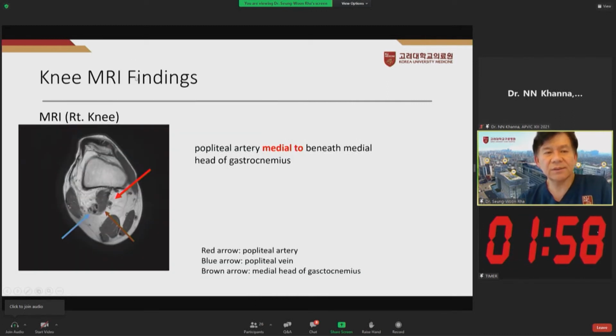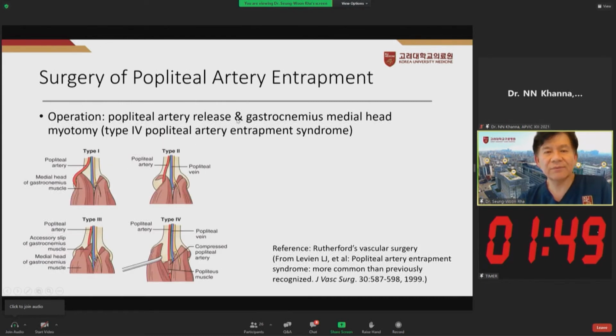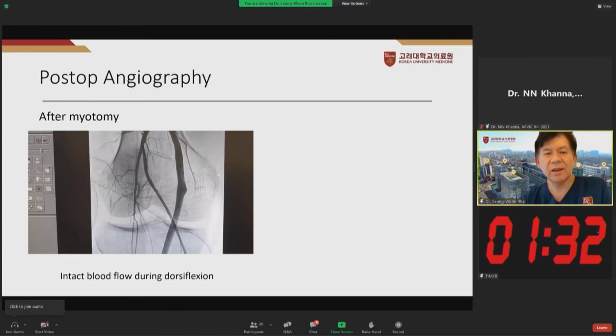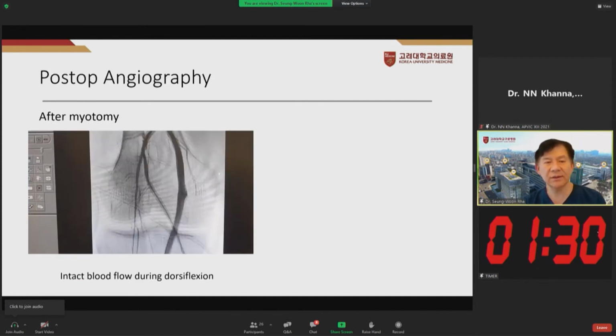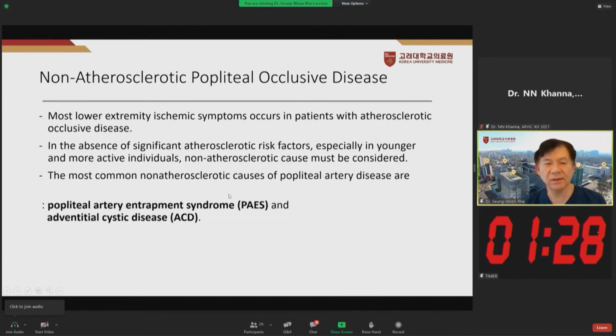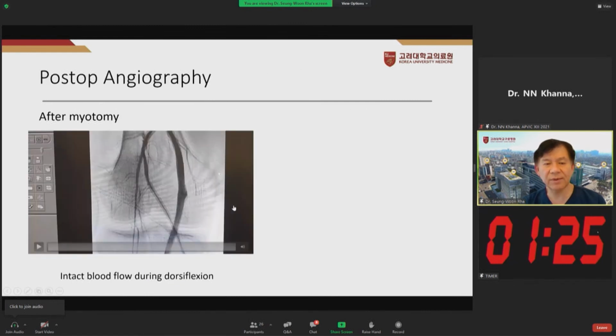After taking an additional MRI, we decided to do the surgery: medial head of gastrocnemius release. Popliteal artery entrapment syndrome definitely requires surgery. There are types 1 to 4, so management differs among the types. We need surgical resection of the medial head and release of the popliteal artery. After the surgical correction, this patient was relieved of the popliteal entrapment syndrome.